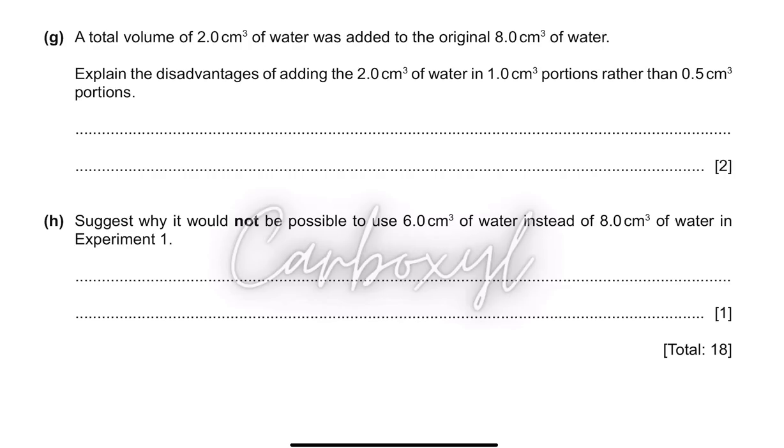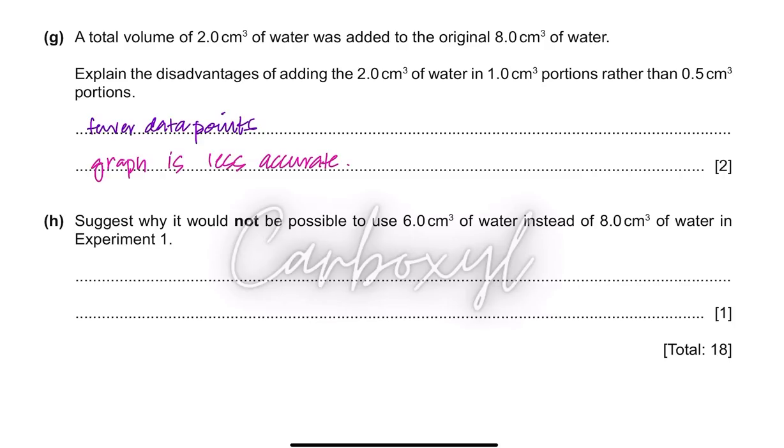Koi bhi aap iski reason pe likh lein. So a major reason is you would have fewer data points, or fewer results. You could say fewer data points, fewer results, so you would have less data. And due to that fewer results and fewer data points, the graph is going to be less accurate. Right? Or you could say all the other things that I mentioned previously.